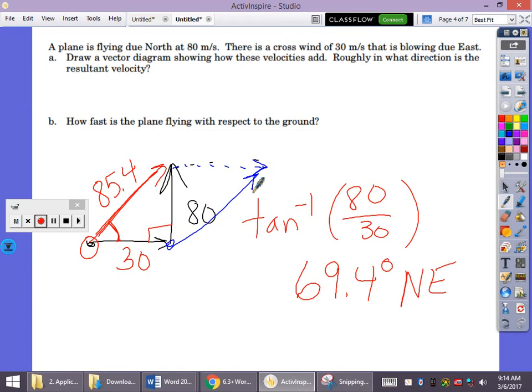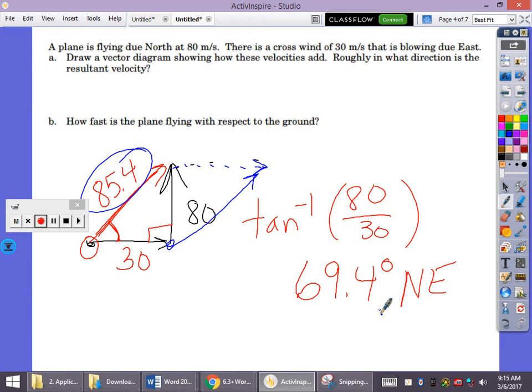Good? Question? It's not going to tell you which one to use for speed. It's going to ask you to find the speed. So you have to do both. You have to find the direction and the speed. This is the speed. This is the direction. Yes.